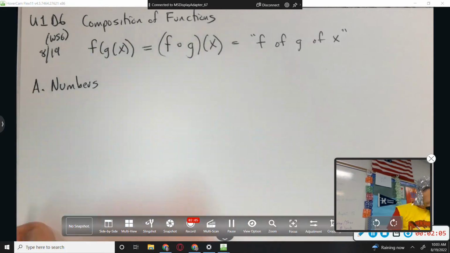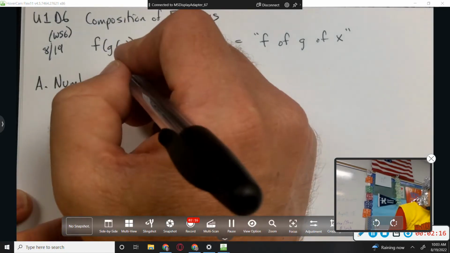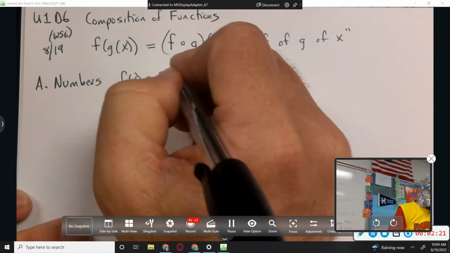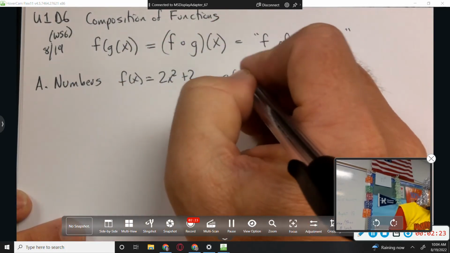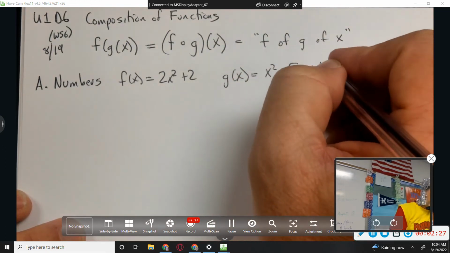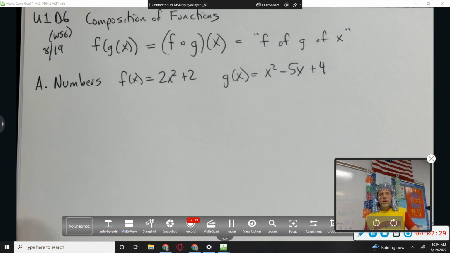And we'll do composition with numbers and with variables. I think the numbers are easier to work with, but some people think the variables are easier to work with. So f of x equals 2x squared plus 2. g of x equals x squared minus 5x plus 4. Those are example functions for us to work with. It's not like f and g are that for all time for this unit.